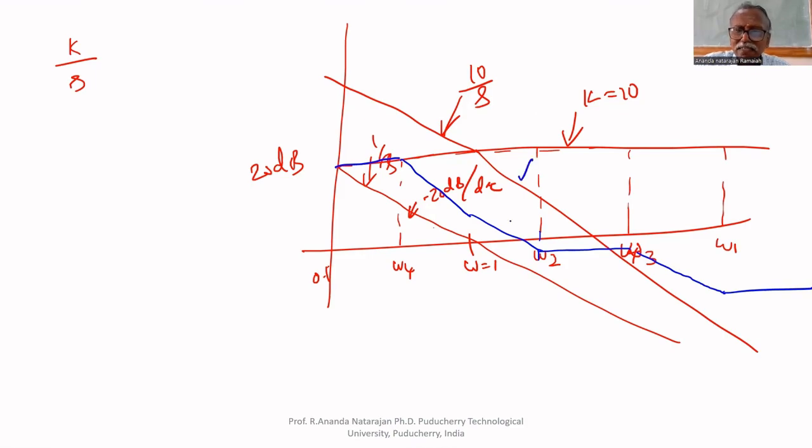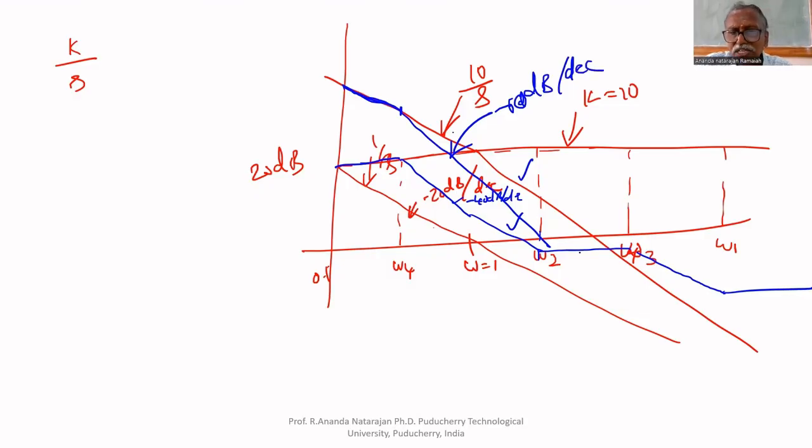Now we have to add this and this. One more time we are seeing: here this is horizontal, this is an inclined line. That's why we have to take this up to omega 4. After omega 4, what is the total slope? This is 20 dB, this is 40 dB, so minus 40 dB per decade, because it is a second order factor. Now we have to draw up to omega 2 at minus 60 dB per decade.